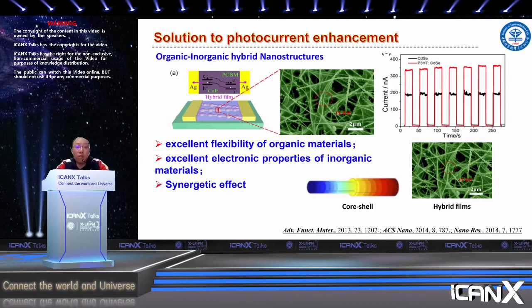Another strategy to enhance the photocurrent is to use organic and inorganic hybrid nanostructures. Here I show some examples. We can use cadmium sulfide or other inorganic nanowires, and then coat these nanowires with organic materials. In this case, we combine the excellent flexibility of organic materials and the excellent electronic properties of inorganic materials. We can use the synergetic effects of these two materials to get enhanced performance. From this curve, you can see the red curve corresponds to the hybrid structure and the black curve corresponds to the inorganic nanowires. You can see that the performance is really enhanced.